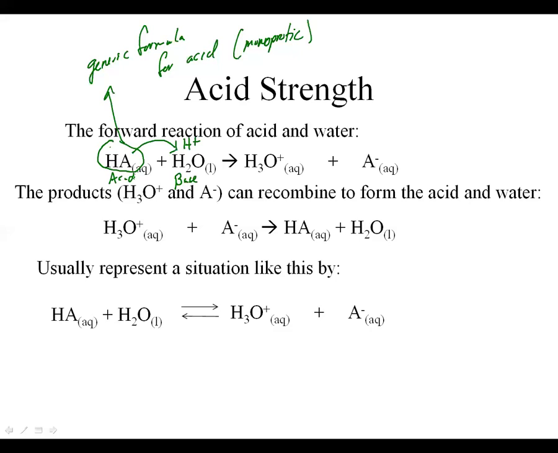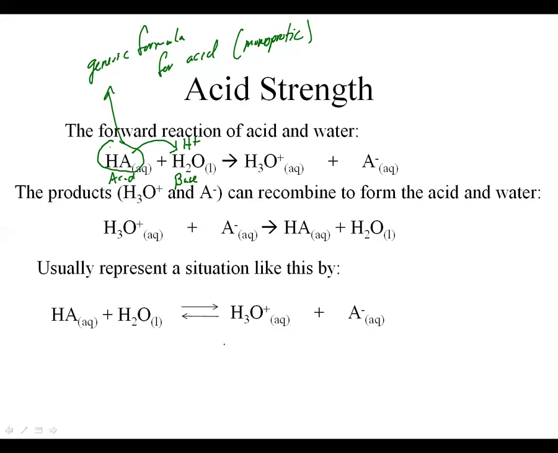Now, there are certain cases when you're dealing with acids, when they do break apart, sometimes the reaction will also head in the opposite direction. And some of those products will come back and basically react to make our reactants. And the reverse reaction will occur. And in a situation like this, we get a reversible reaction, kind of like a weak electrolyte. And this is typically what happens in the case of weak acids.